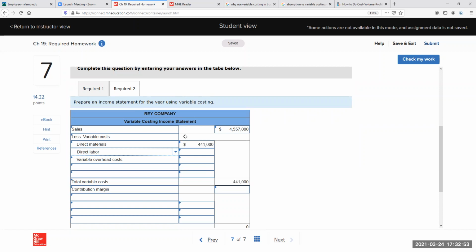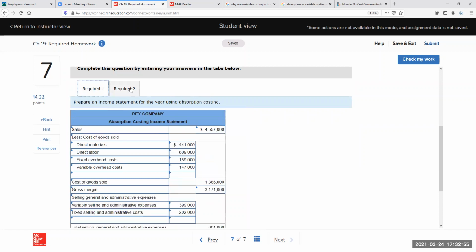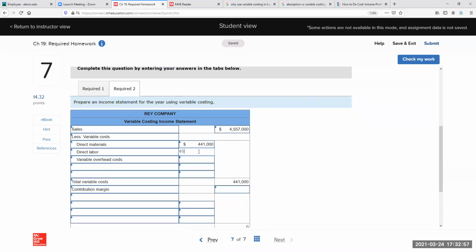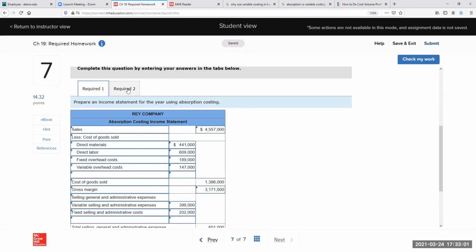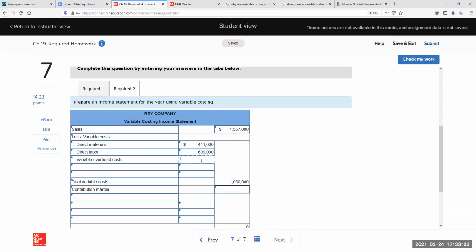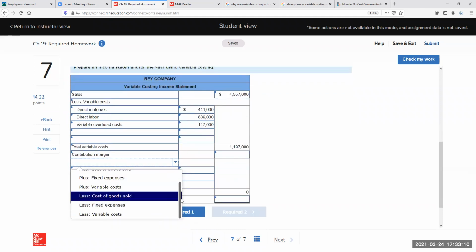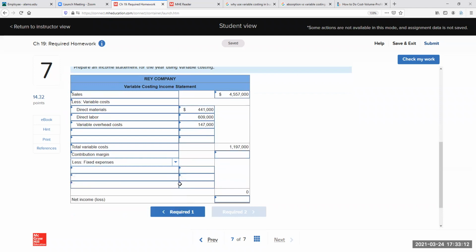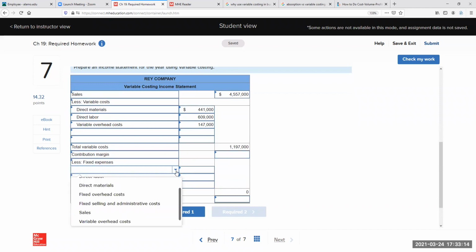$441, and the labor should be the same, 609. And do I have variable overhead? 147. And here we don't include the fixed. So down here you have to put the fixed expenses. And down here you got to put the selling.